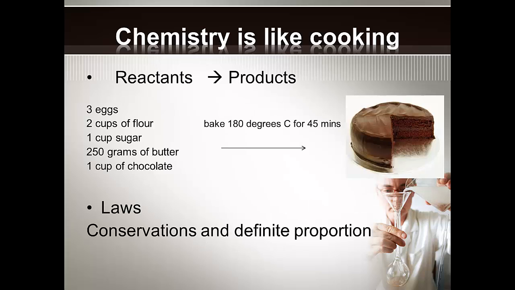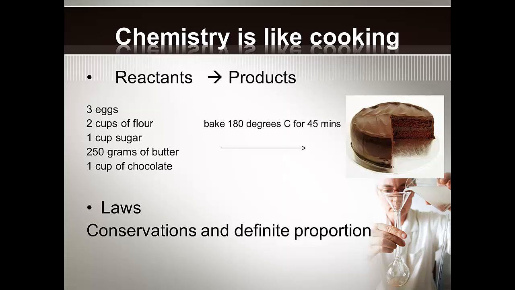Chemistry is like cooking in a way. We've got some reactants, and these reactants are combined and they react in a chemical reaction to give us a product. The product or products are different from the reactants that we've put in, but we haven't created or destroyed any matter. For example, if you're making a cake, it might be something like 3 eggs, 2 cups of flour, 1 cup of sugar, some butter, a cup of chocolate. Put all of that together, you get 1 cake.